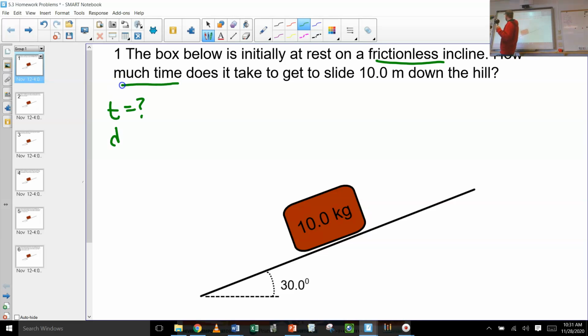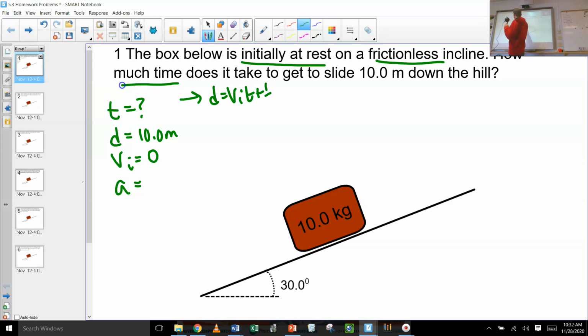We know that the displacement that it's going to occur is 10 meters. We know that it's initially at rest. That's big. Its initial velocity is equal to 0. I'm going to look for the acceleration, and if I can find the acceleration, I'm going to plug it into this equation, d equals v_i t plus 1/2 a t squared. So that's where I'm aiming. Once I find the acceleration, this problem is licked.